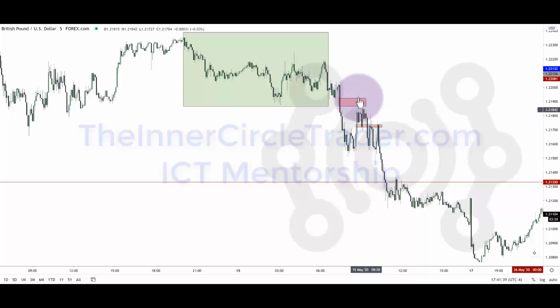Okay, so we have optimal trade entry here. We have optimal trade entry here. But more specifically, you don't even need the fib.